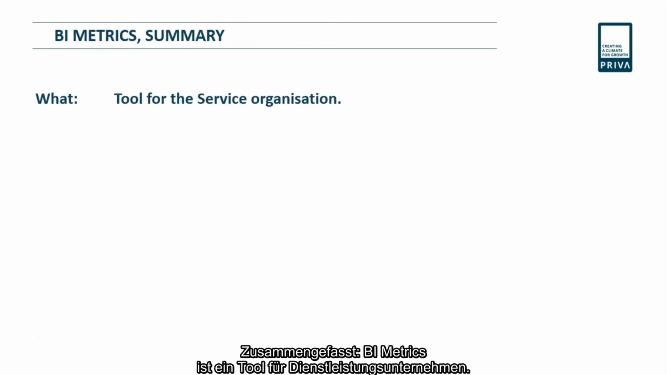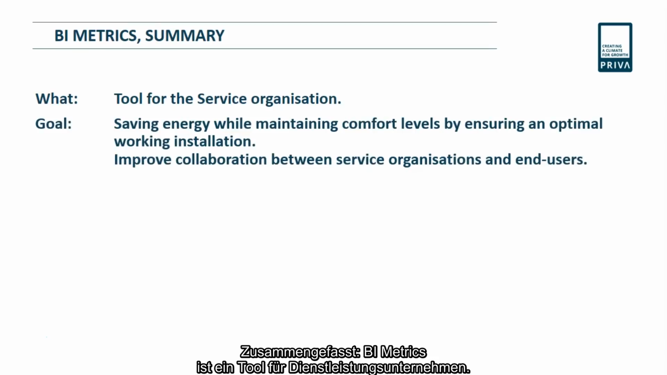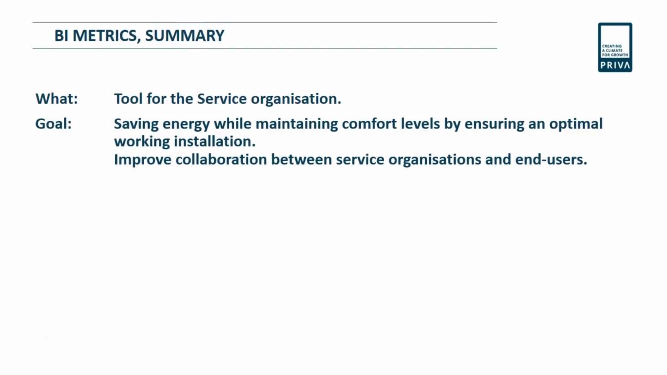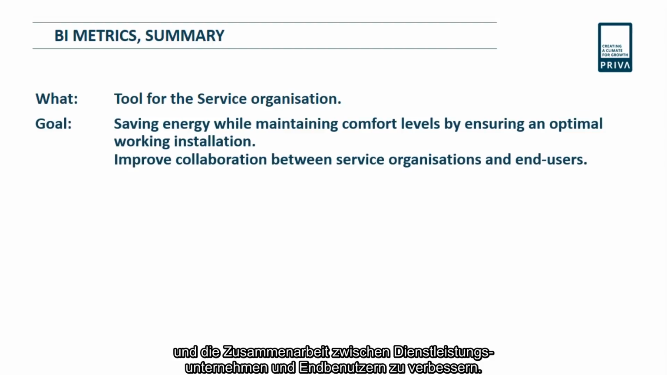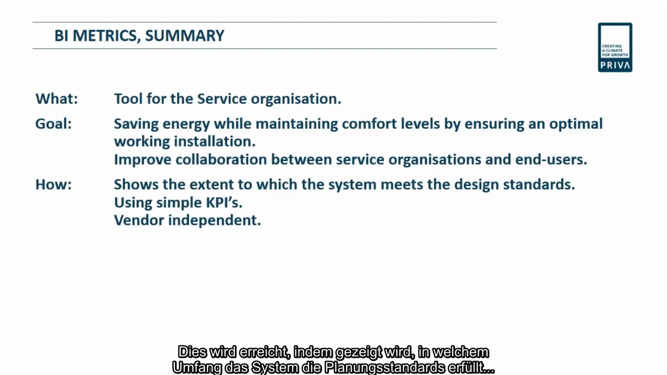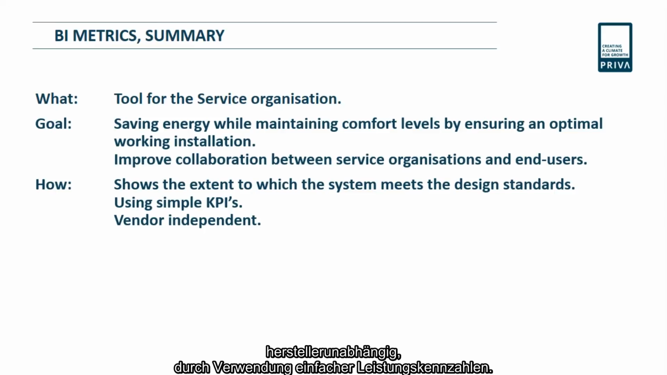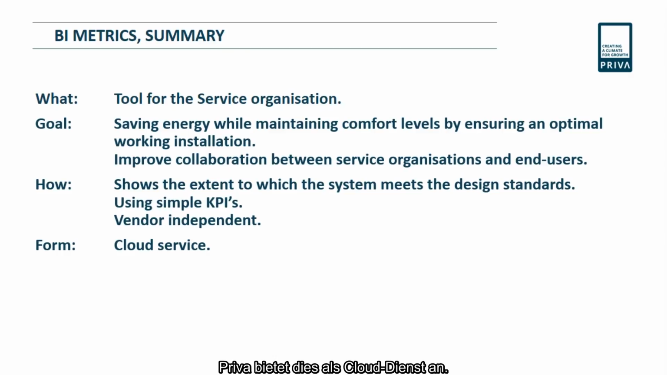So in summary, what is BI Metrics? It's a tool for the service organization. The goal is to save energy while maintaining comfort levels or improving comfort levels by ensuring an optimal working installation, and of course improving also collaboration between service organizations and an end user. We do that by showing the extent to which the system meets the design standards, using simple KPIs, and we do that vendor independently. And it's a cloud service. Priva offers this as a cloud service.